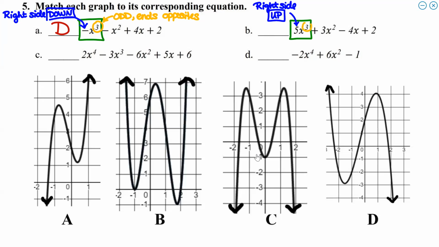This is where this piece comes in. Because what do you notice about that number there? It's odd. And if it's odd, what does that tell me? Ends are opposites. So right side up with the ends going opposite ways would be which one? A.